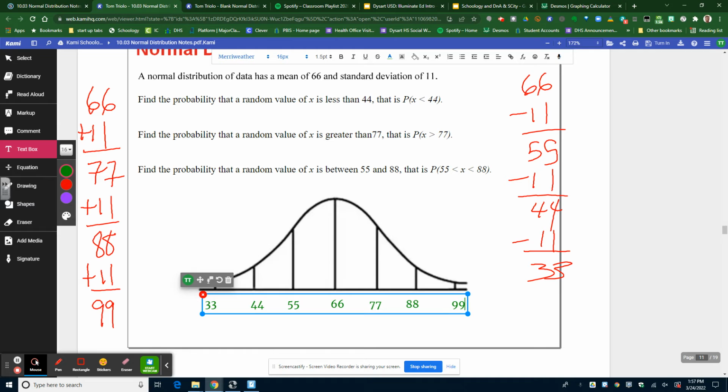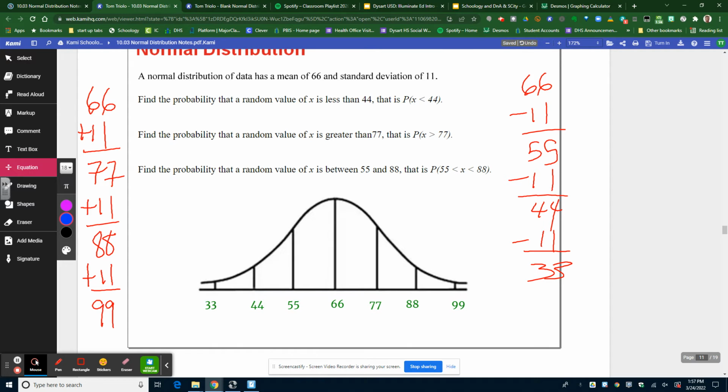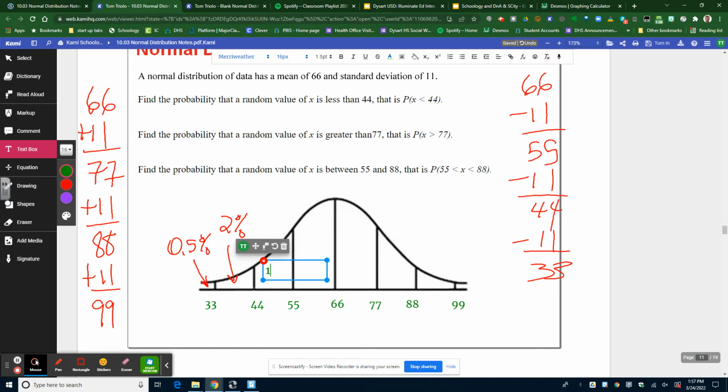Okay. And now we're going to answer questions. The numbers are always going to be the same. So let's just put the numbers in here. This first one is 0.5%. This next one is 2%. The next one, I'm going to start using my text box. That's 13.5%. And my next one up here, these are both the same. These are 34%.